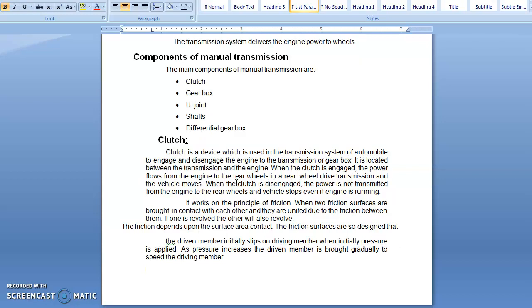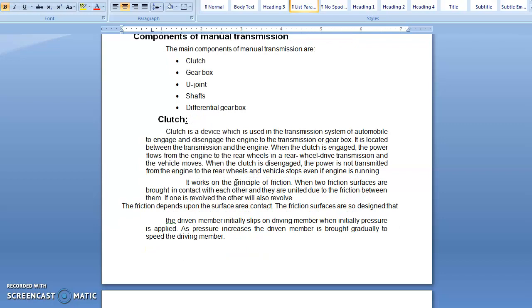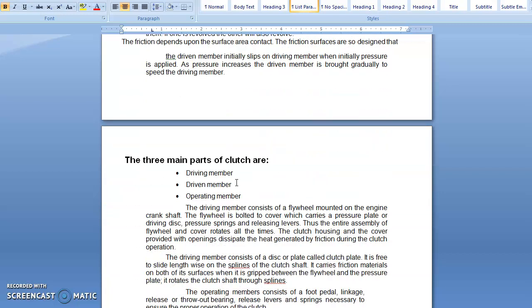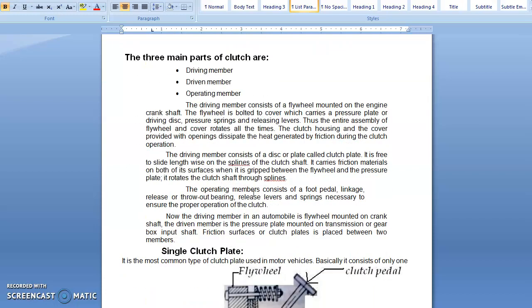The friction depends upon the surface area of contact, and the friction surfaces are so designed that the driven member initially slips on the driving member when initial pressure is applied. As pressure increases, the driven member is brought gradually to grip the driving member. Let us discuss the components or parts of the clutch. These are the driving members, driven members, and the operating members.